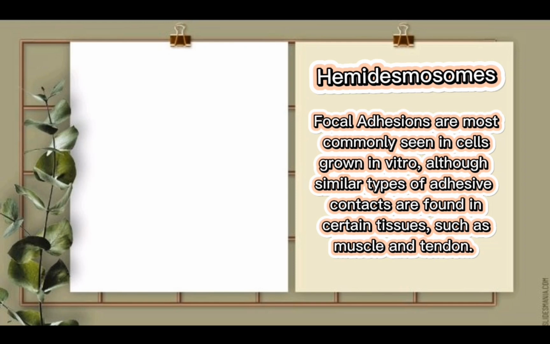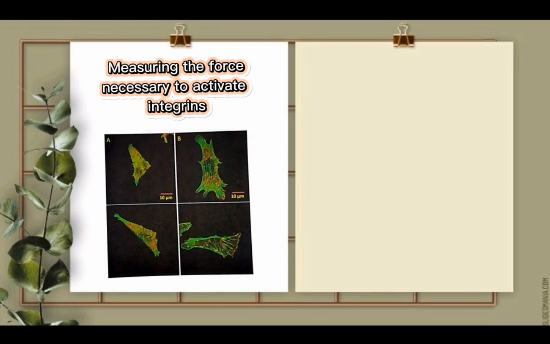Okay, so now we're here at measuring the force necessary to activate integrins. In this experiment, an integrin's ligand was attached to a glass substrate using a tether that would rupture once a specific force is applied. The mammalian cells were allowed to spread on the glass, and the cells were stained for actin, which is colored green, and a focal adhesion marker, which is vinculin, colored red.